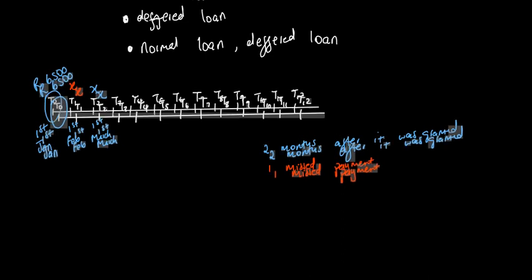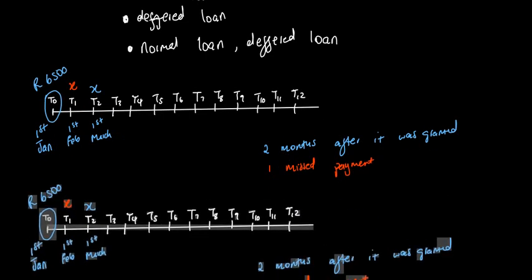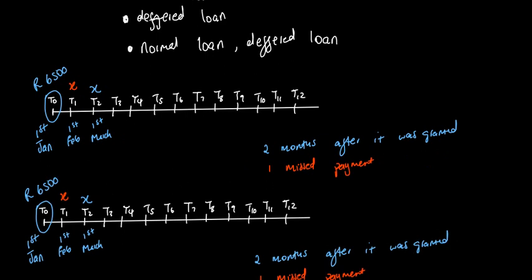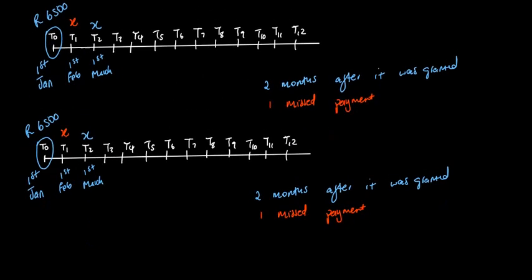copy everything again to save time. So if perhaps you didn't start 2 months after, you actually started, let's just say, 3 months after, it means you started to pay here. That is 3 months after. It means you have missed how many payments? You have missed 2 payments.